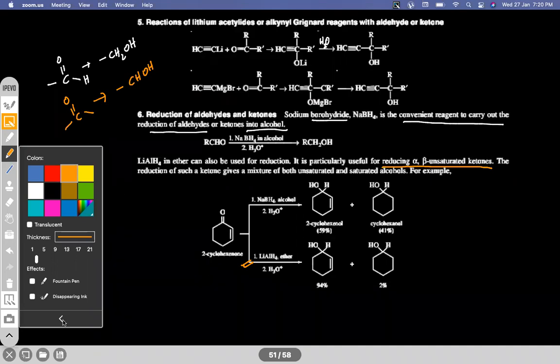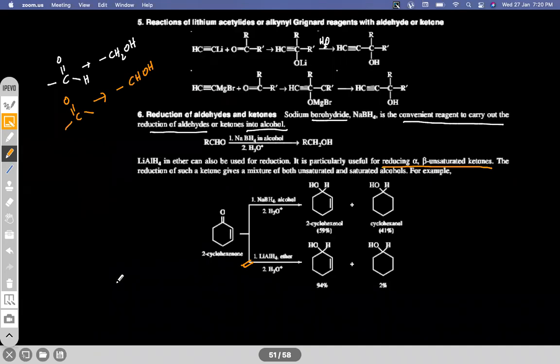So this you must take care of. If you have only one thing to memorize, if you have an alpha beta unsaturated ketone, then we'll prefer NaBH4 to reduce this over LiAlH4. This is the key point we have here, nothing else.